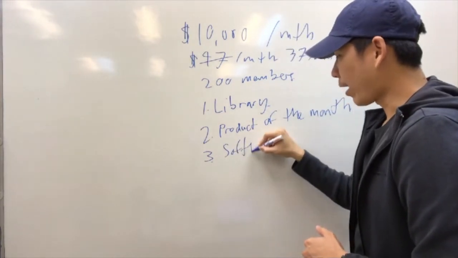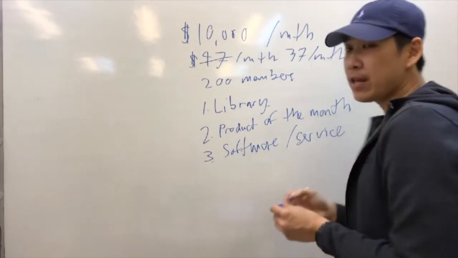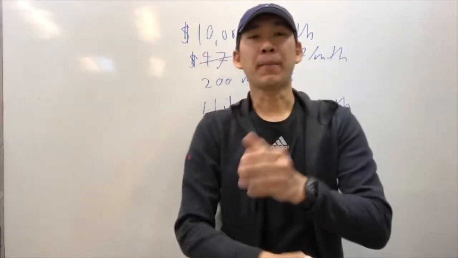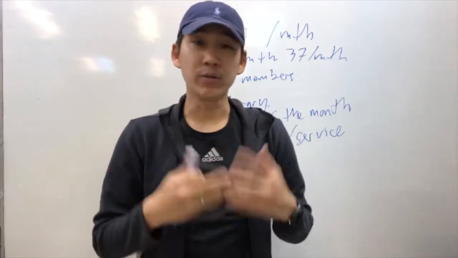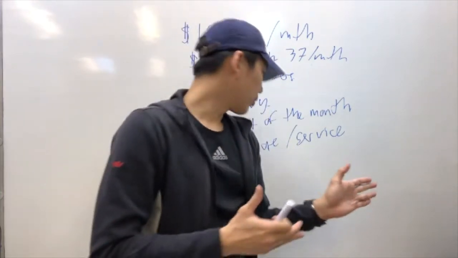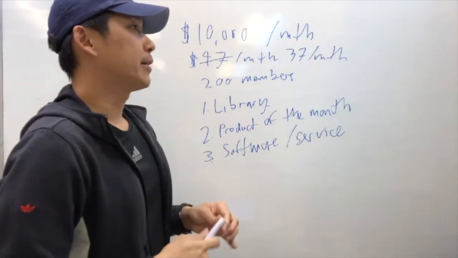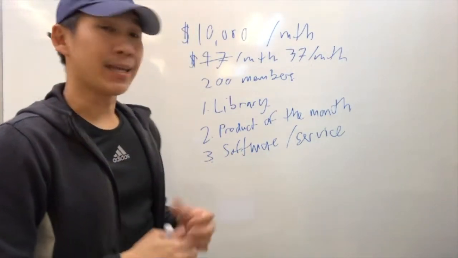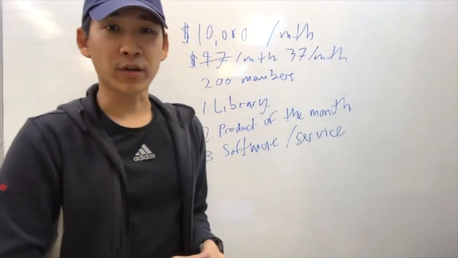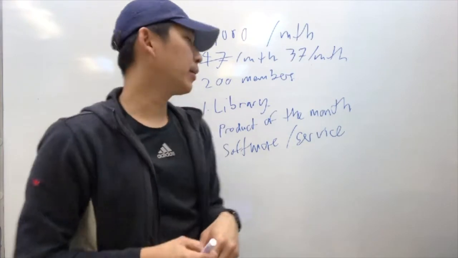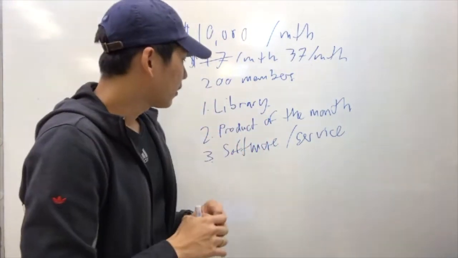And the third one could be a software, it could be a service, any of its kind, where they pay a monthly fee to continue using that tool or that service. This is the most common one for software tools, like Infusionsoft, right? Like Aweber, which is an autoresponder, or a shopping cart and so on. Software is ideal for this.